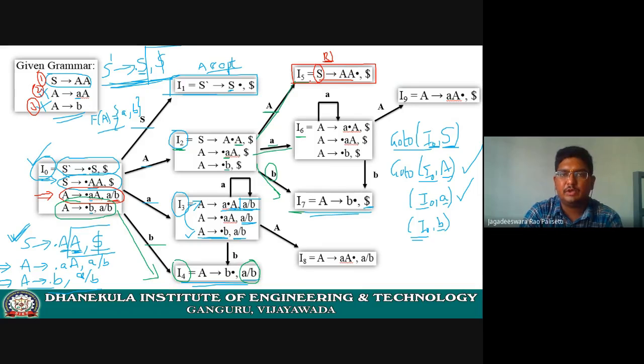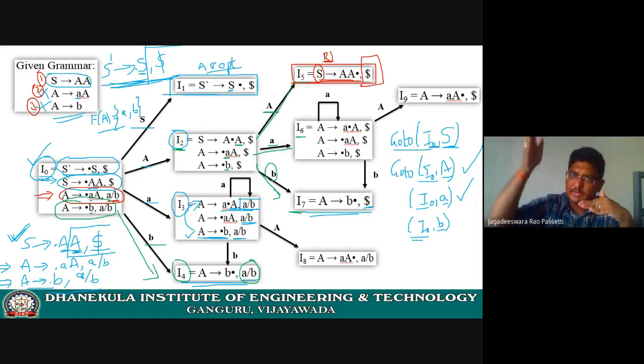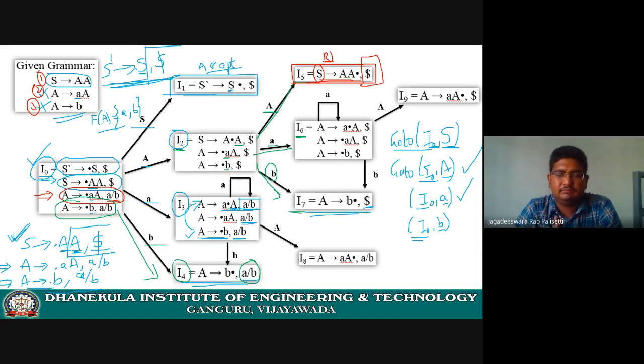So this particular production rule contains the look ahead symbol $. So from the row I5 to the column dollar, we need to write R1. Only there. No need to write everywhere. If you want, I will show you.